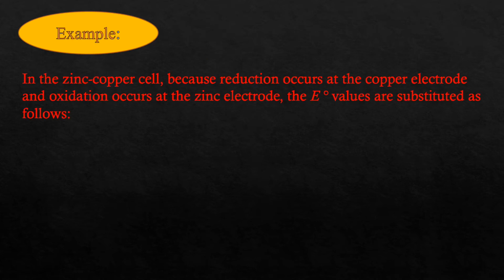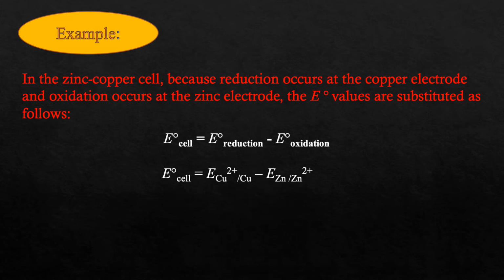To calculate the cell potential in the zinc copper cell, we apply the formula. The cell potential E naught cell equals E naught reduction minus E naught oxidation, because the reduction occurs at the copper electrode and the oxidation occurs at the zinc electrode. So E naught cell equals E for copper minus E for zinc.